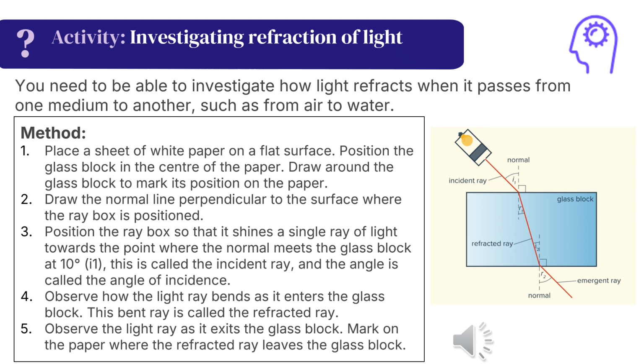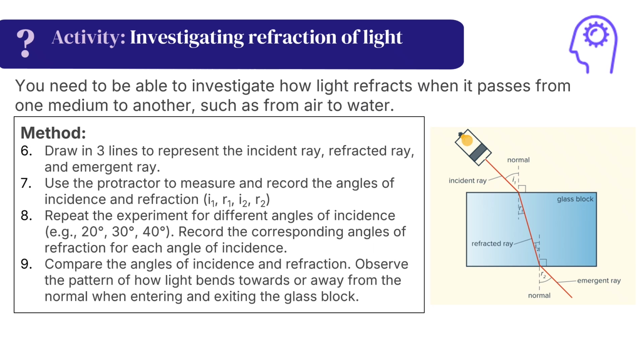Shine a ray at 10 degrees incidence. Mark the incident ray, the refracted ray inside the block, and the emergent ray as it leaves. Then measure the angles with a protractor. Repeat for 20, 30, and 40 degrees. Compare how the angles change.